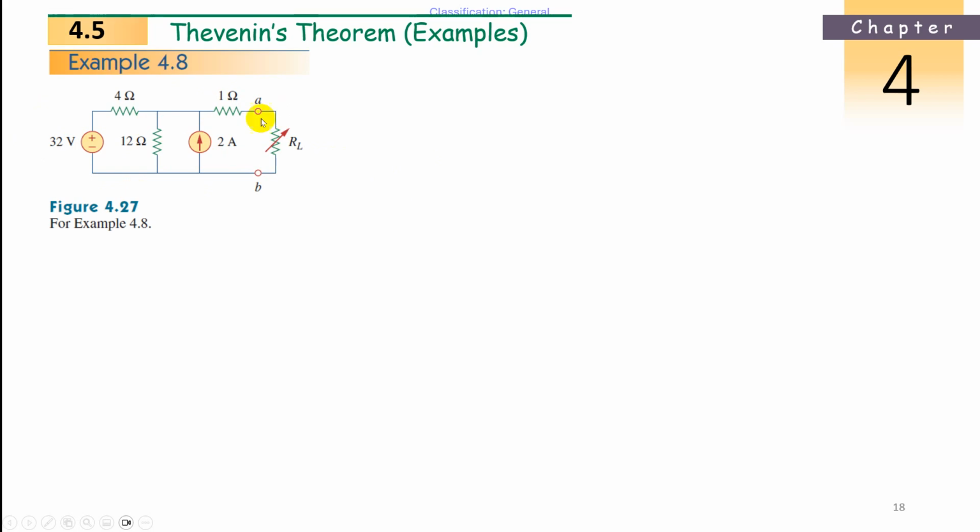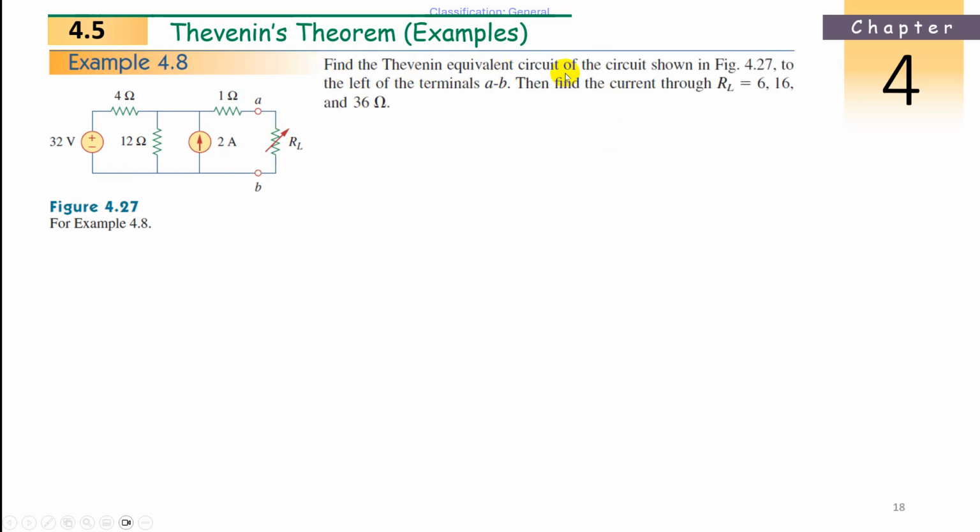Find the Thevenin equivalent circuit of the circuit shown in the figure to the left of the terminals A and B. On the left side of A and B is the original circuit, where we need an equivalent circuit with a Thevenin voltage source and a Thevenin resistance. Then find the current IL through the RL resistance when RL is equal to 6 ohms, 16 ohms, and 36 ohms. So I am varying RL.